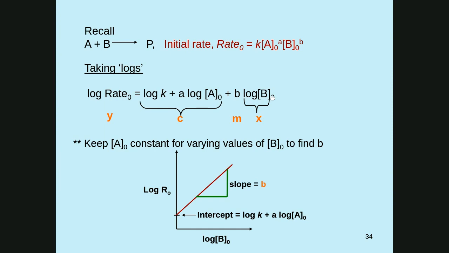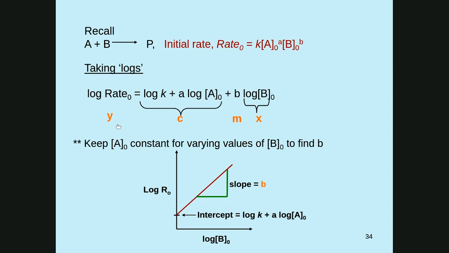Now suppose that we perform a series of experiments in which we start with the same concentration of A, but we vary the concentration of B from one run to the next. So the log of B naught then becomes the independent variable, whereas the first two terms for this type of experiment combine into a single constant, C. And the left-hand side is then the dependent variable.